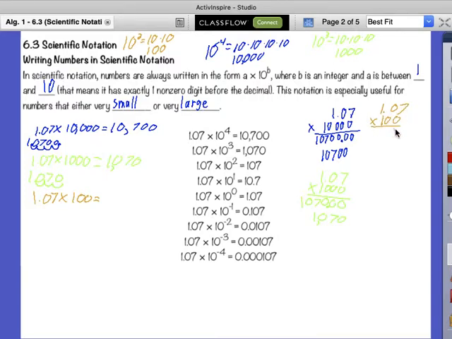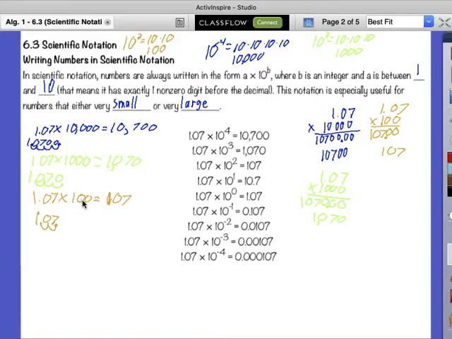Zeros, well 0 times everything is 0. 1 times 7 is? 0. 1 times 0 is? 0. And 1 times 1 is? 1. 2 numbers behind the decimal, 2 numbers behind the decimal. 107. Wow. Okay, 107. In order to take 1.07 to 107, how many numbers would I move the decimal spot? 1, 2.